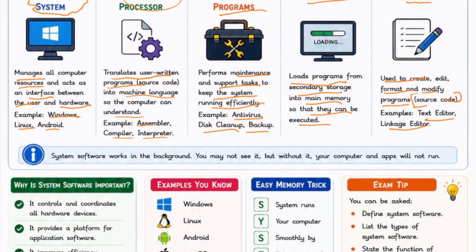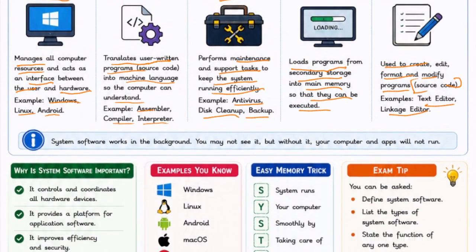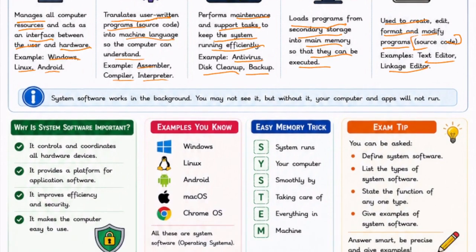So system software works in the background. You may not see it, but without it, your computer and apps will not run. Very, very important. So why is system software important? System software is important because it controls and coordinates all hardware devices. It provides a platform for application software. It improves efficiency and security. It makes the computer easy to use. Examples: Windows, Linux, Android, Mac OS, Chrome OS.